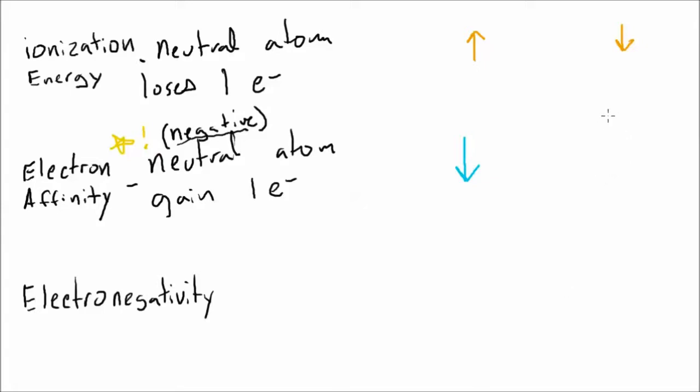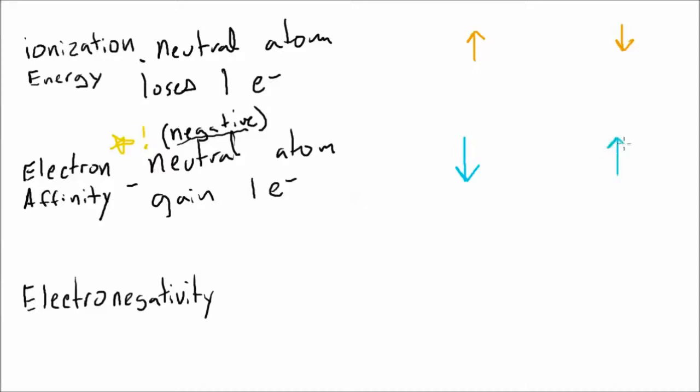And so what happens when you go from the top to the bottom of a group? Well, this trend isn't the best. This isn't a very strong trend, and there's a lot of exceptions to this general rule. But the general rule is, as you go from the top of a group down to the bottom of a group, the electron affinity actually goes up.